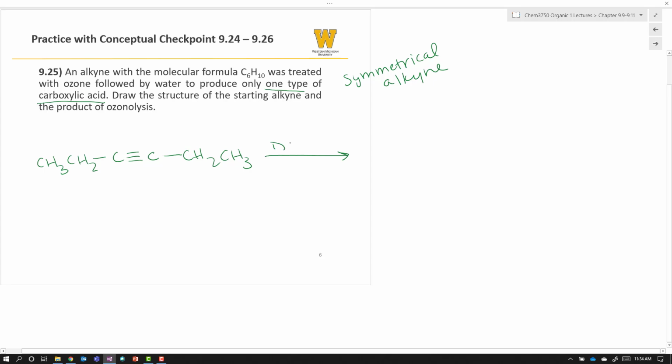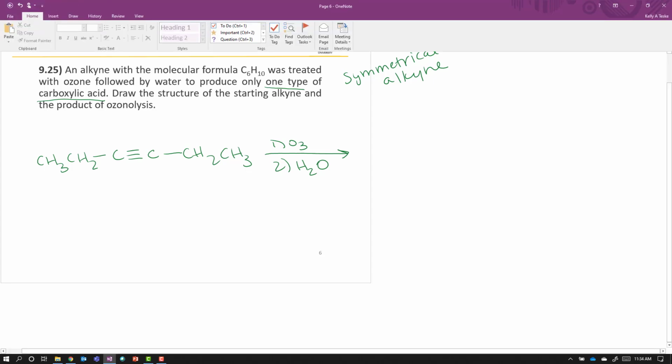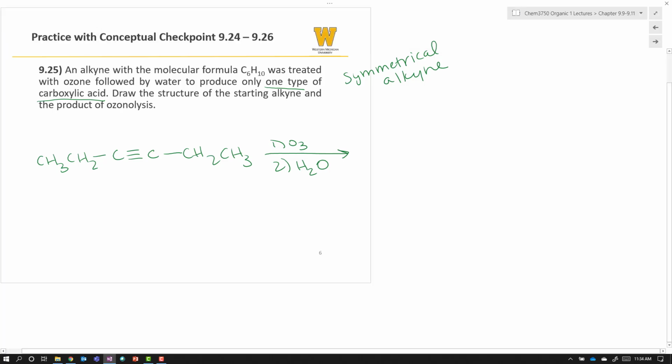We're adding in ozone, followed by water. And we're going to do the same thing that we've been doing, which is we're going to cleave and add in an oxygen double bond and an OH. So cleave, oxygen double bond and an OH, oxygen double bond and an OH. And so we get 2 of the same carboxylic acids. That looks like that.